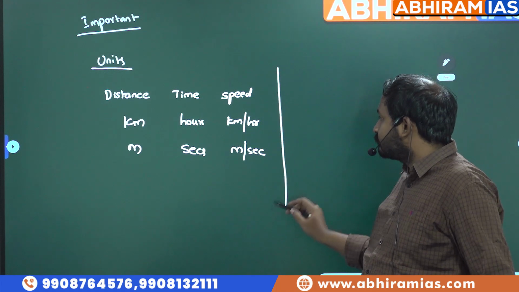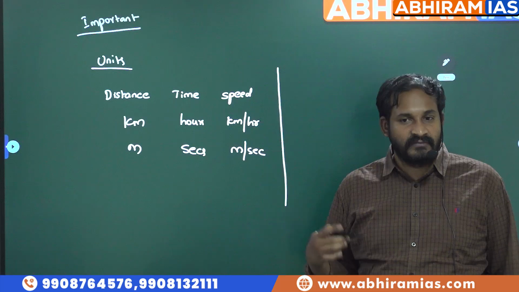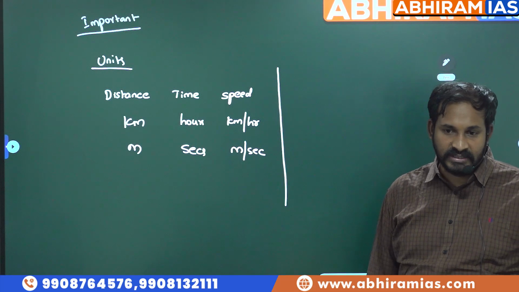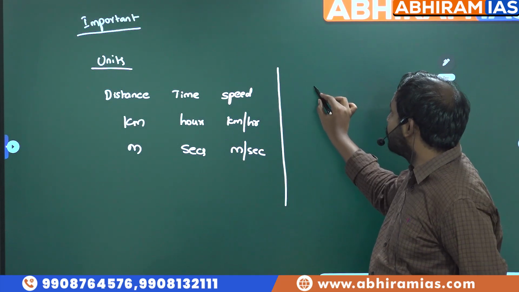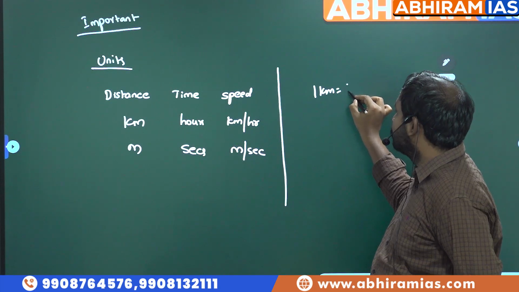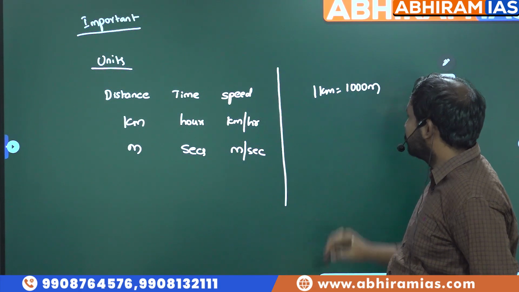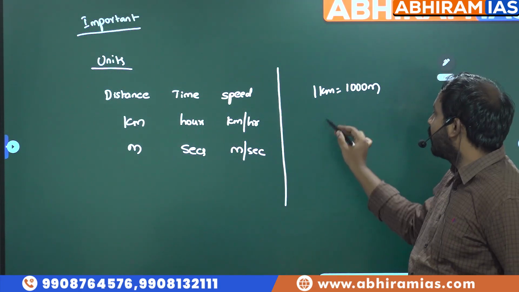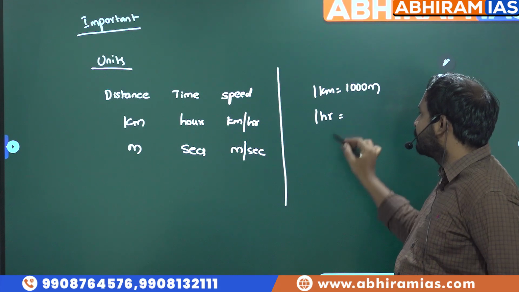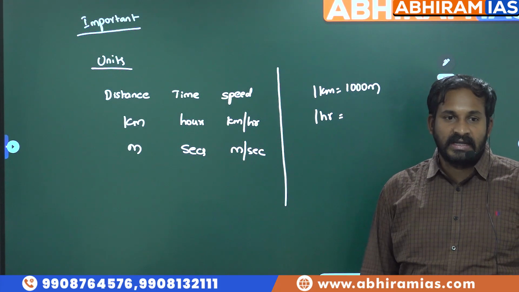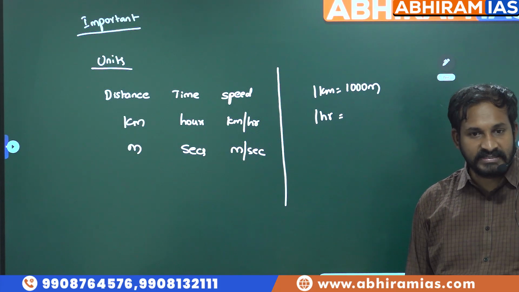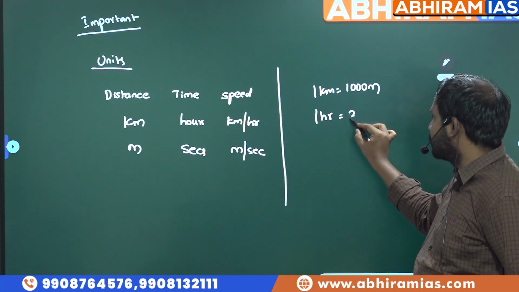Now we need to convert one set of units to the other set of units. 1 kilometer is equal to how many meters, students? 1000 meters. We all know it. Now, 1 hour is equal to how many seconds? 3600 seconds. 60 minutes, and 3600 seconds for us.